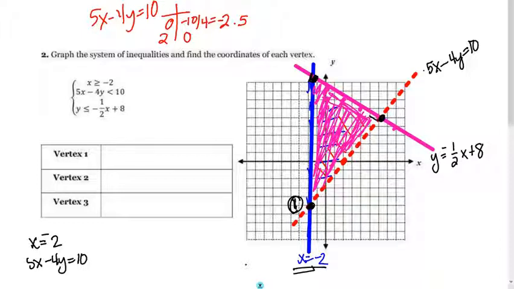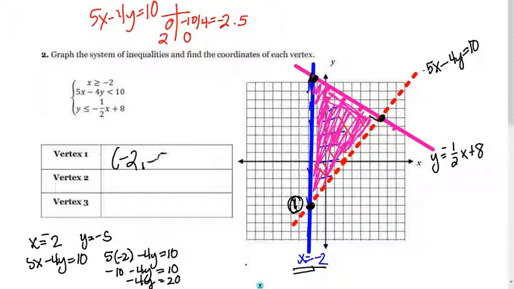What you could do is substitution, plug it in. 5 times negative 2 minus 4y equals 10. Negative 10 minus 4y equals 10. Add 10 to both sides. Negative 4y equals 20. And y equals, I ran out of room, negative 5. So vertex 1 for me is negative 2, negative 5. You can probably also count that out. It's a great idea to be checking all your work with algebra.